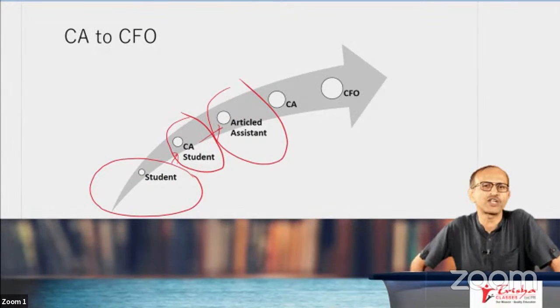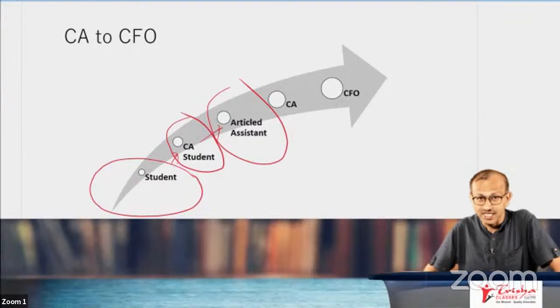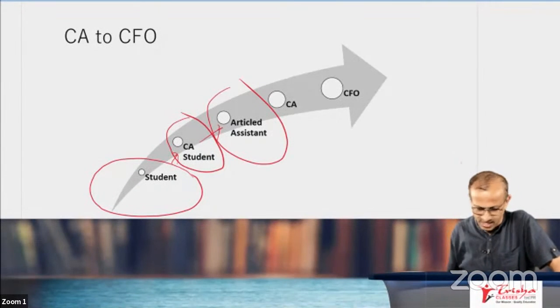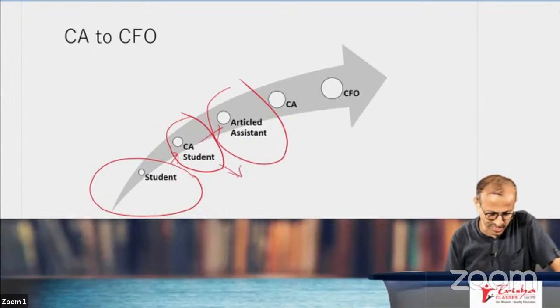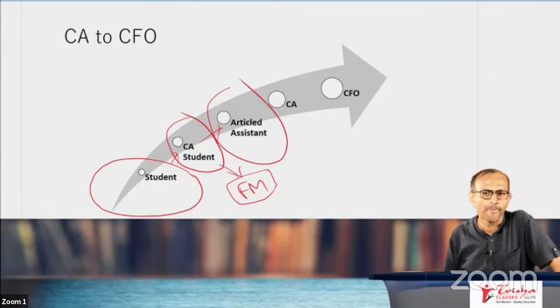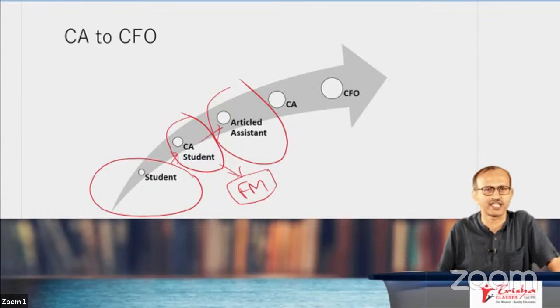Completing at least one group, which I was mentioning earlier, after which you move on to your articleship. There you learn much better. You also learn as a student here. As one subject you learn financial management, of course, along with all other subjects. And in the articleship, you learn how to manage finance.